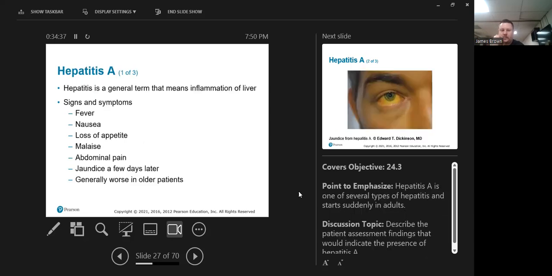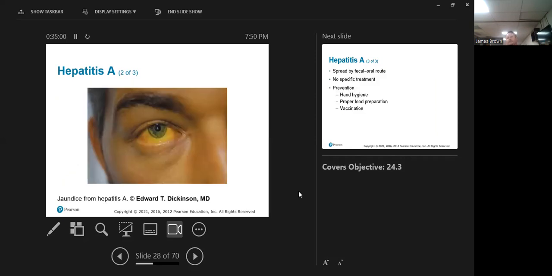Hepatitis A. Hepatitis is a general term that means inflammation in the liver. Again, a lot of these signs and symptoms are very vague and very similar at the very beginning, where the patient develops fever, nausea, loss of appetite, malaise, abdominal pain, and jaundice a few days later, generally worse in older patients. Here's a picture of jaundice. You'll see it, you'll never forget it.